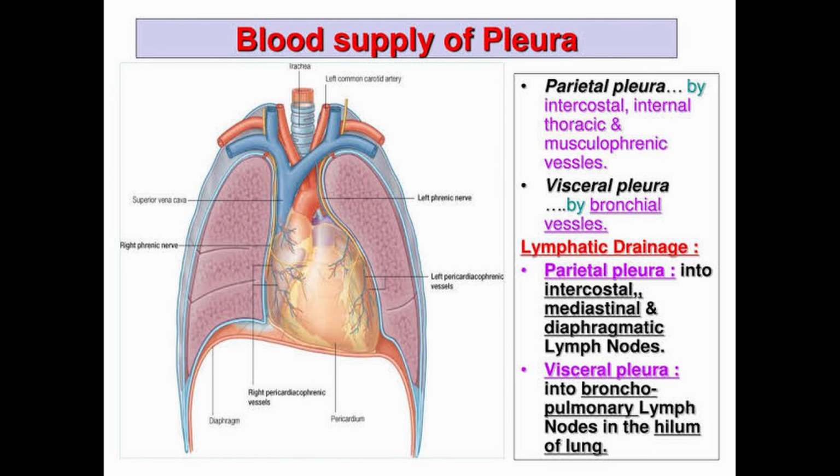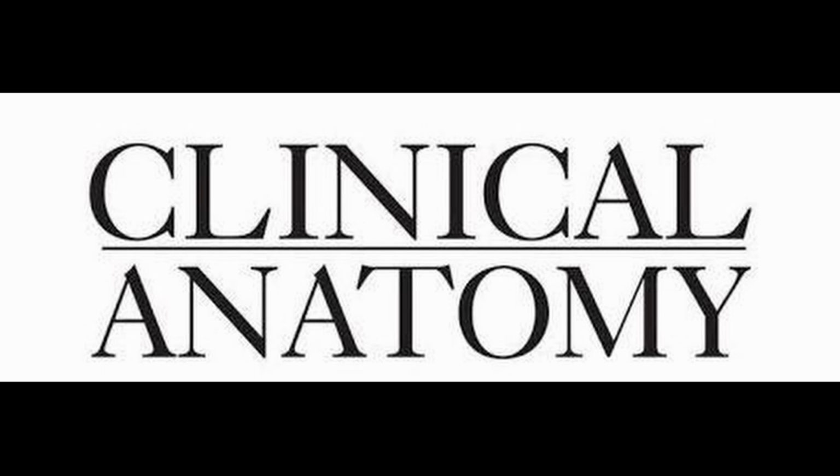Firstly we discussed what is pleura, then the layers of the pleura, recesses of the pleura, pulmonary ligament, nerve supply, blood supply and the lymphatic drainage of the pleura. Now we discuss the clinical anatomy of the pleura. It is very important.